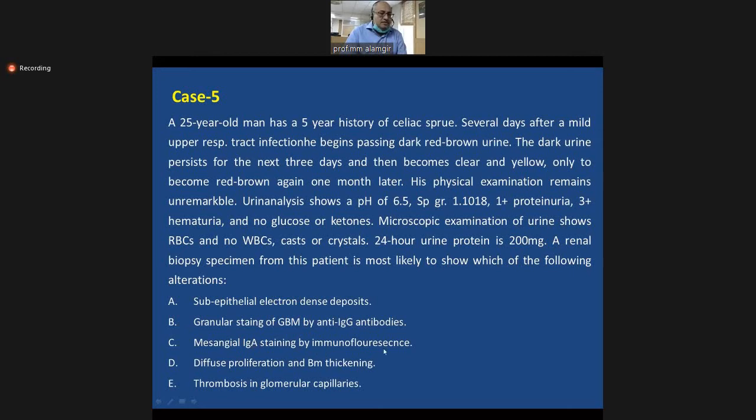Mesangial IgA staining by immunofluorescence. Now, this mesangial IgA staining happens to occur in IgA nephropathy. IgA nephropathy is one category of glomerulonephritis in which the patient gives a previous history of celiac sprue or upper respiratory tract infection few weeks back. Both are basically there in this scenario.